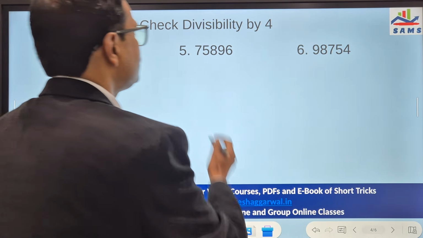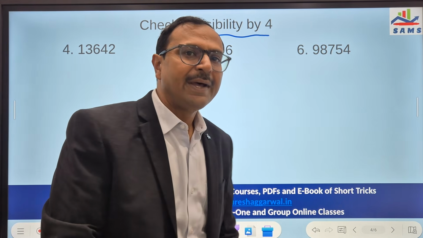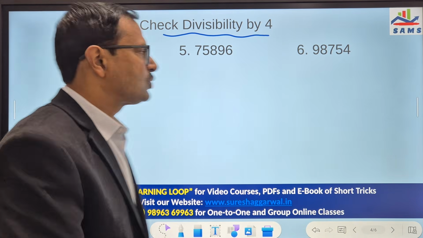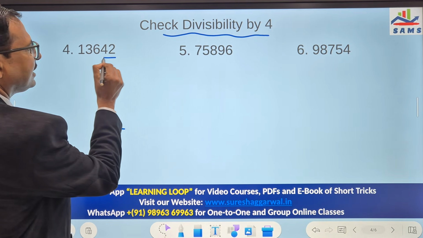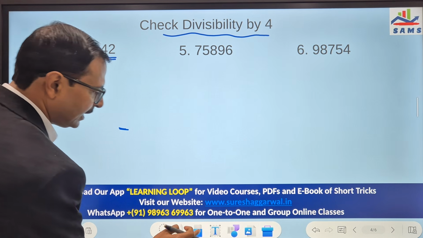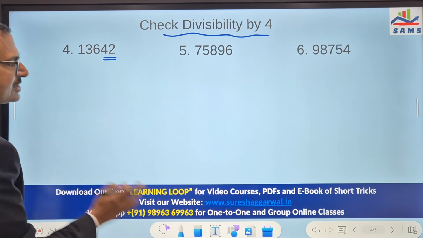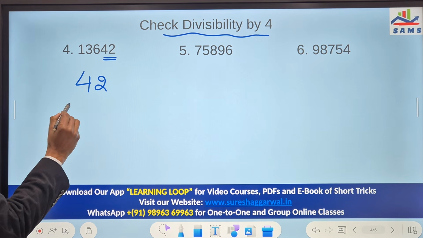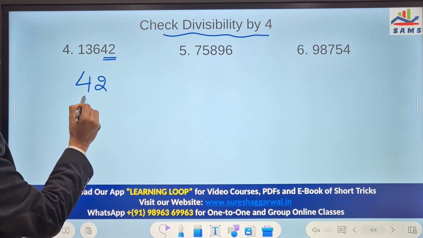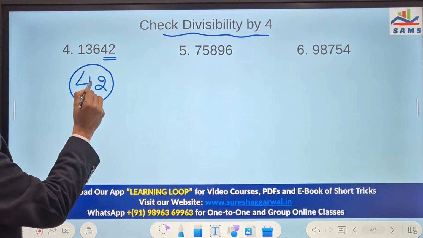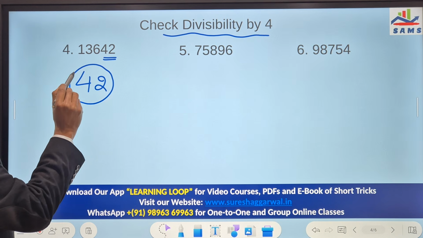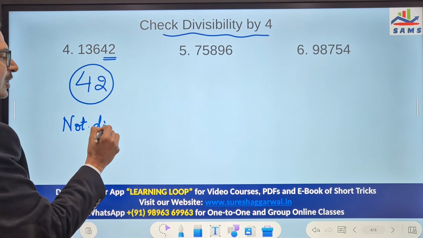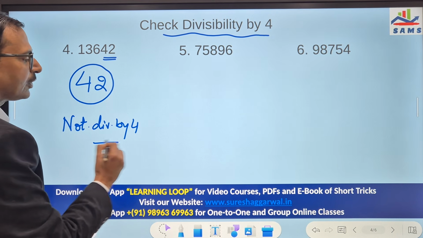But when it comes to checking the divisibility by 4, then you have to know the table of 4 or 4 times table. So what do you do here? Just check the number which is obtained by taking the last 2 digits of the big number. So here you have the last 2 digits as 42, and 42 is not divisible by 4 because it does not occur in the table of 4, and therefore the entire number is not divisible by 4.